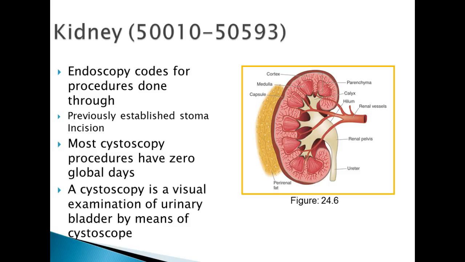Endoscopy codes are assigned according to approach. Either a previously established stoma is used as an entry point, which is created by placing a catheter through the skin into the kidney, or an incision. When coding endoscopy procedures, the coder must identify the entry method in order to assign the correct code.